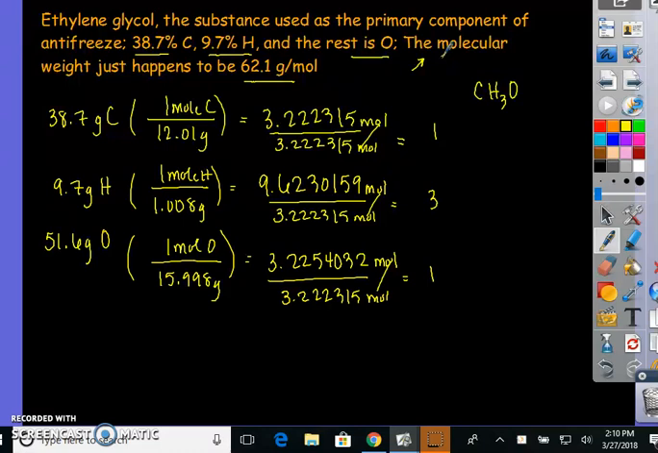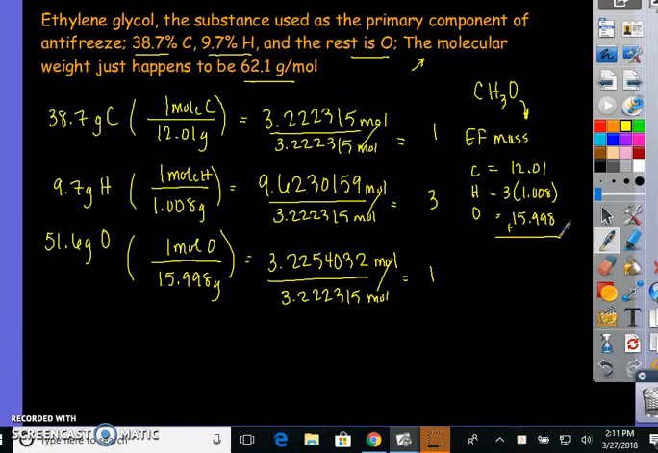Okay, now they've given me the molecular formula weight, and that tells me that I need to calculate the molecular formula. So first off, I need my empirical formula mass. And I'm going to calculate that the same way that I do anything else. So I got 12.01, 3 times 1.008, and then 15.998. Okay, so of course I multiply, add these things together, and I got 31.032 grams per mole.